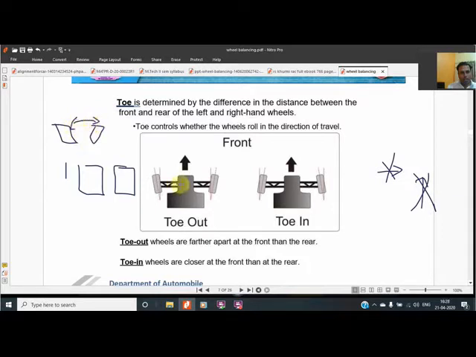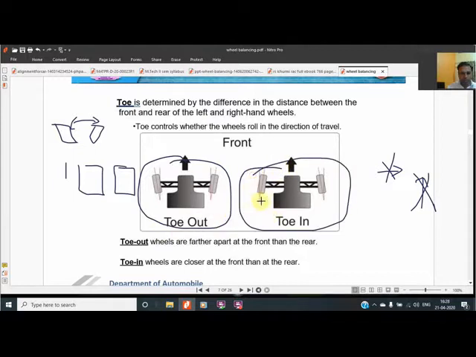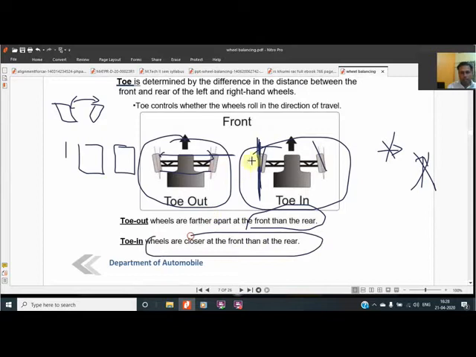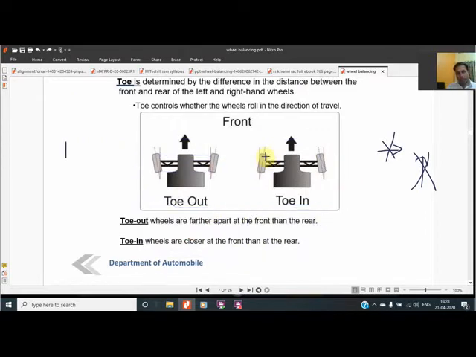So this is being shown, that there are two conditions. One is toe out and the other is toe in. And we measure the angle when we see from the top side, against the straight line, what angle the tire is having. In toe out, the wheels are farther apart at the front than at the rear. This is being shown over here. And in toe in, the wheels are closer at the front, means the wheels have tilted close in the front, and they are further apart at the back side.